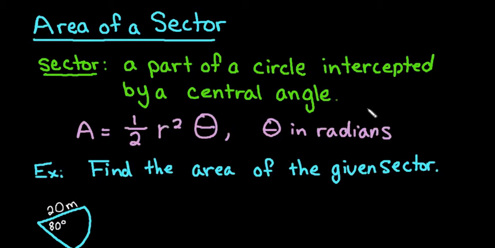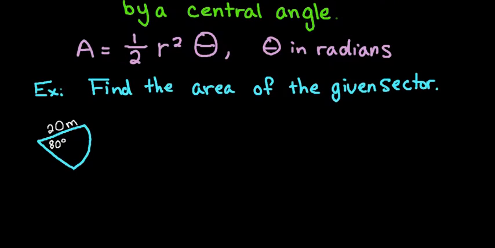So to find the area, basically what we're going to use is this formula right here, where the area is equal to 1/2 of the radius squared times the degree of the central angle in radians. Okay, so what we have here is a sector that has been drawn out for us. The central angle is 80 degrees.